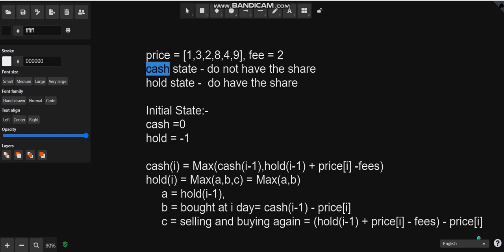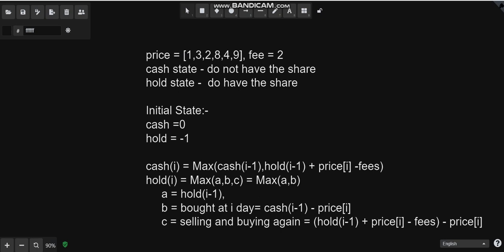So the hold state is the maximum profit if you are holding that particular share on that day, and the cash state states that you do not have that share. So what would be the maximum profit which you can make on that day? Initially, at day zero, let us consider the cash state. Here we do not have the share, right? So the maximum profit will be zero.